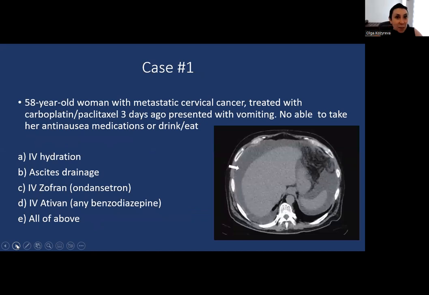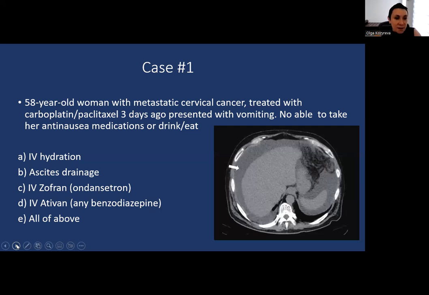So I have a couple of cases and we can go over the first case. I have a 58-year-old woman with metastatic cervical cancer who was treated with chemotherapy, carboplatin and paclitaxel, 3 days ago. And she presented with nausea and vomiting. She's not able to take her anti-nausea medication and she's not able to drink or eat because of nausea and vomiting. So this is her CAT scan. So what do you think you should do?